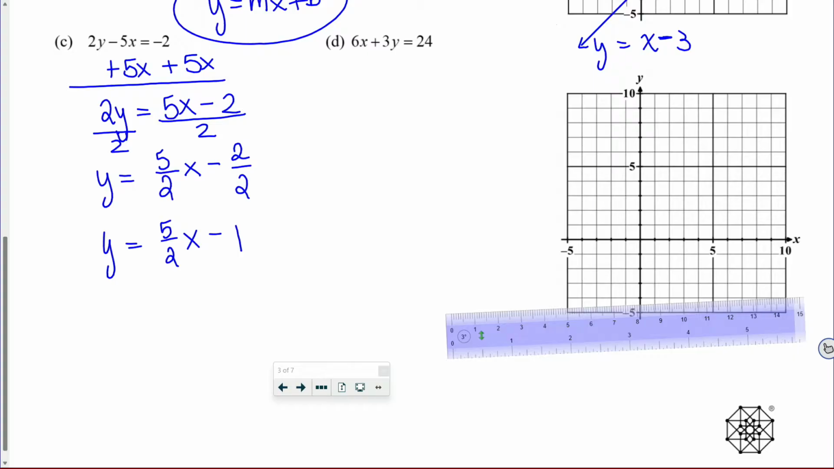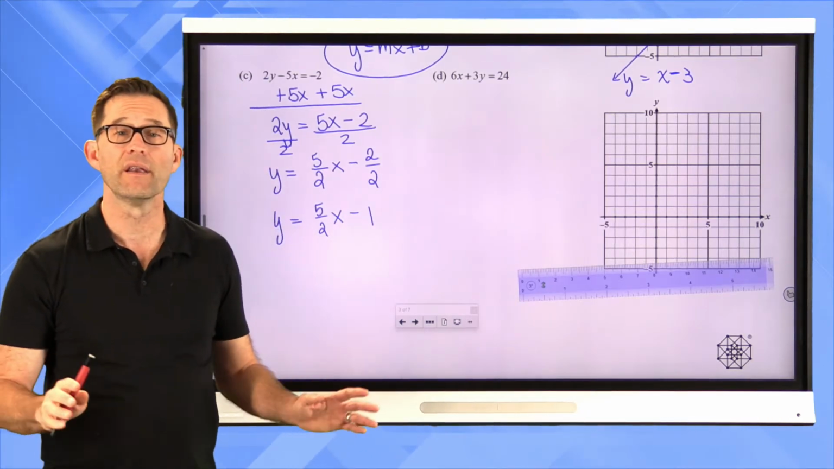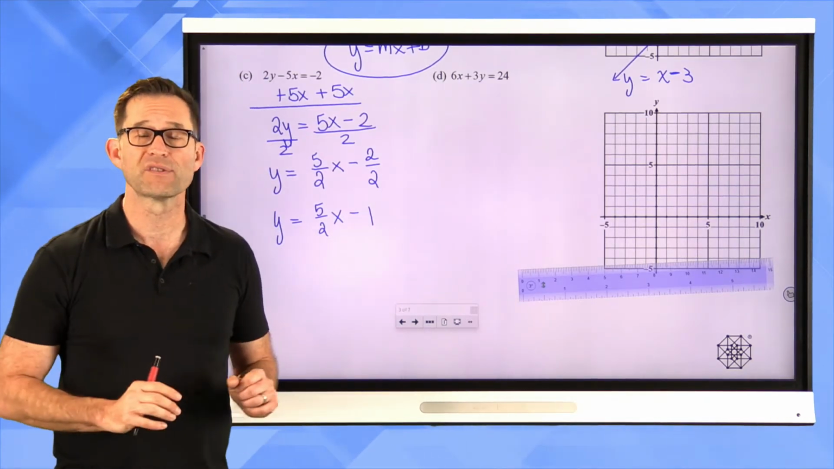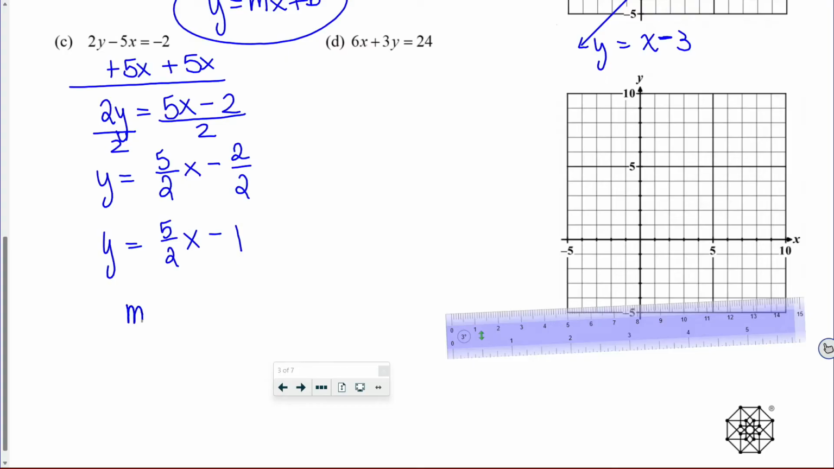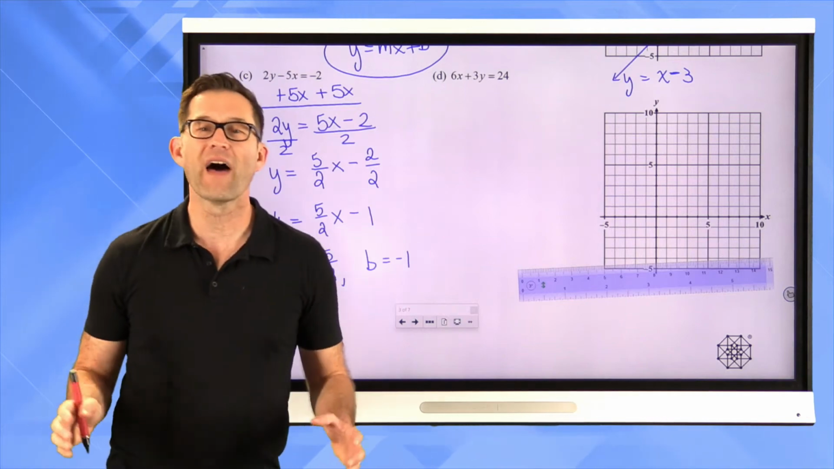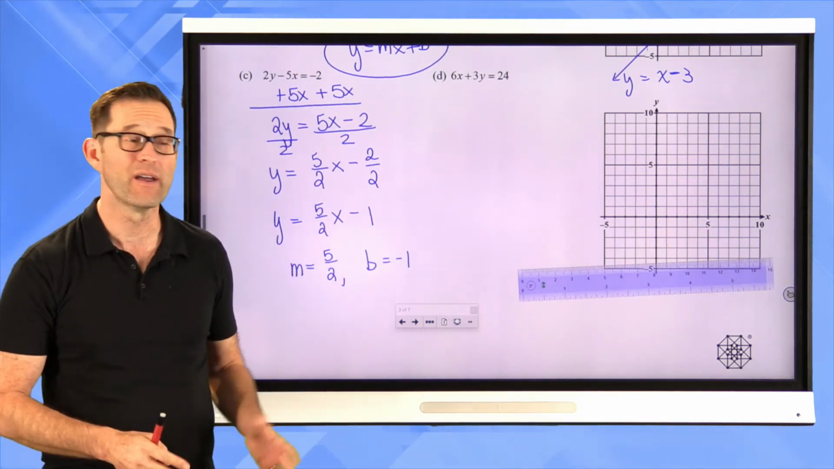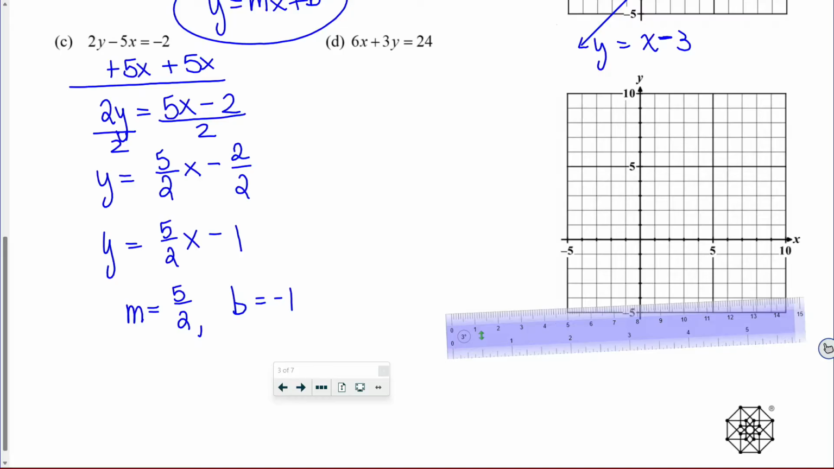And so I get finally, after all is said and done, y equals 5 halves times x minus 1, which means my slope is 5 halves, and my y-intercept is negative 1. And after all of that, I can now plot this line, just like I did before. I can plot my y-intercept at negative 1.